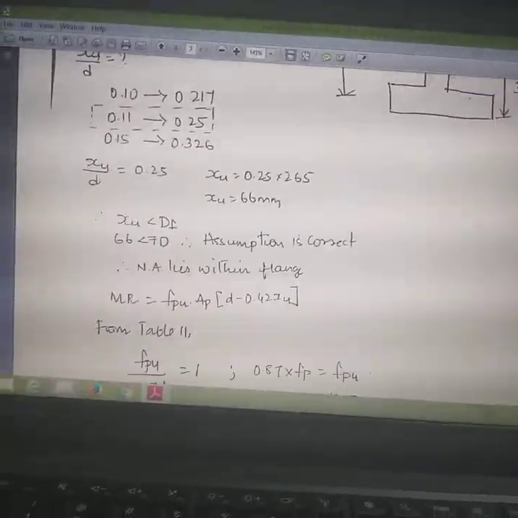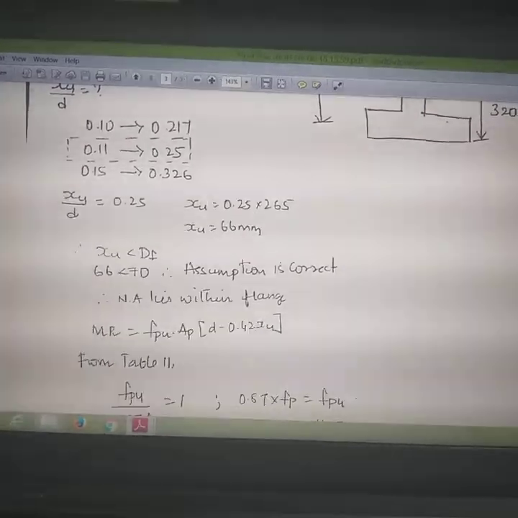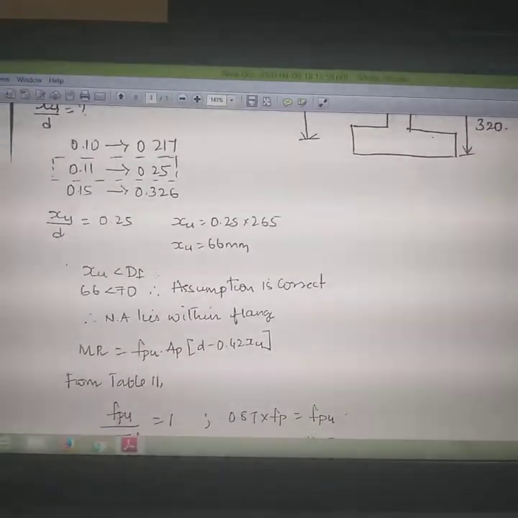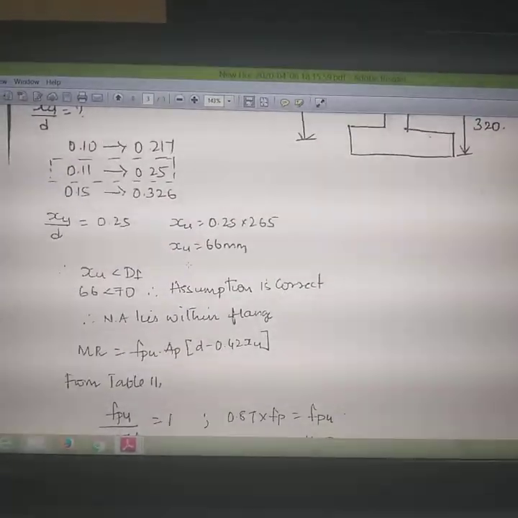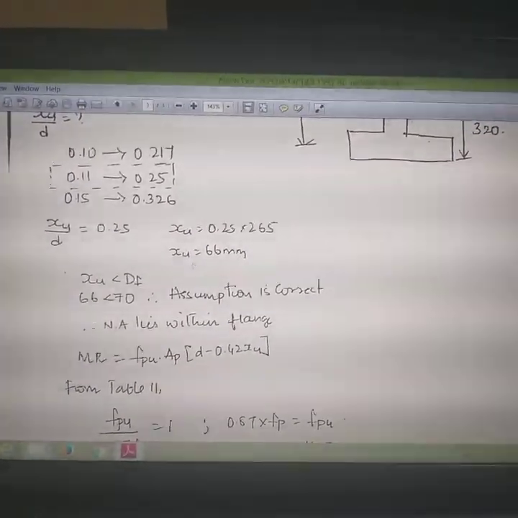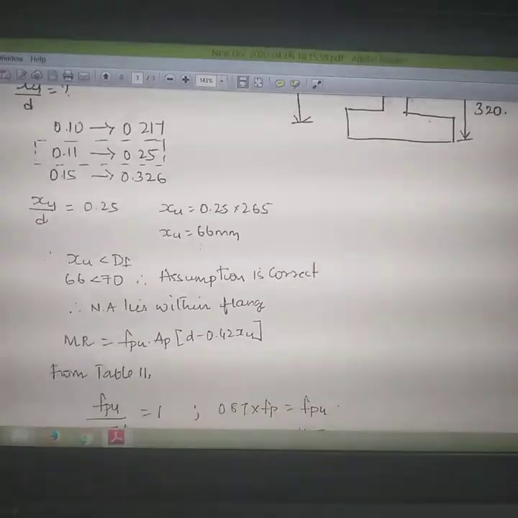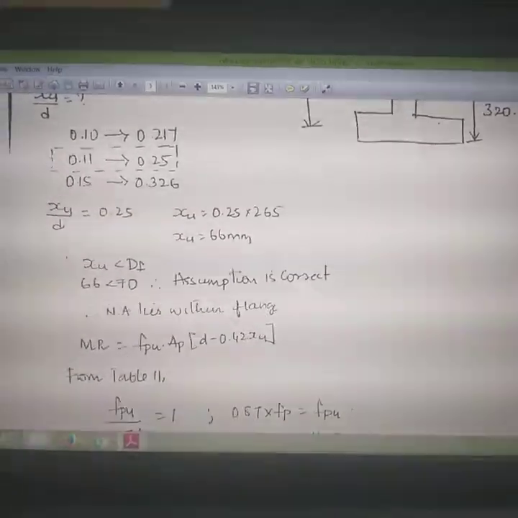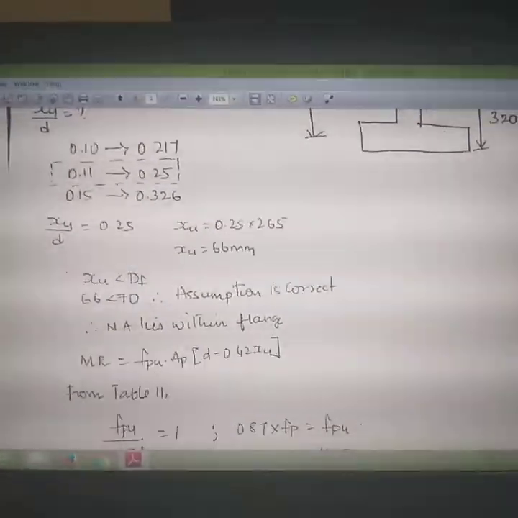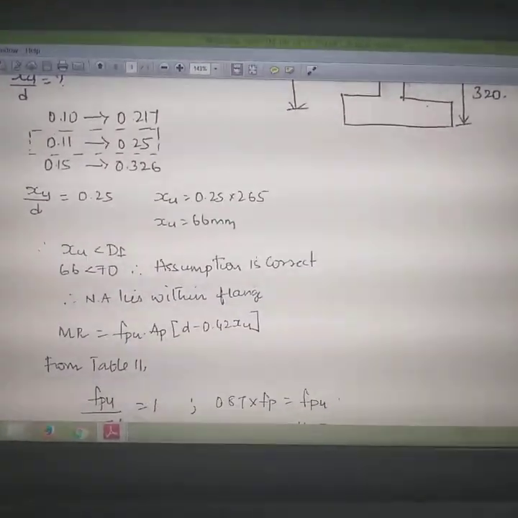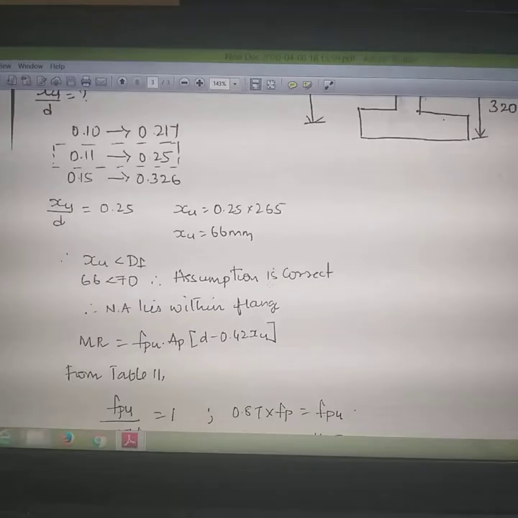Find out what is XU, and again compare with the assumption. So earlier you had made the assumption that the neutral axis is lying in the flange portion. Since you have got XU as 66, compare that with the depth of the flange. Depth of the flange is 70 mm. 66 is lesser than 70 mm. Therefore, the assumption what you have made is correct. Neutral axis lies in the flange.